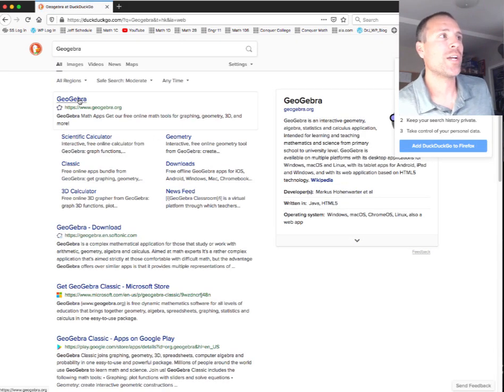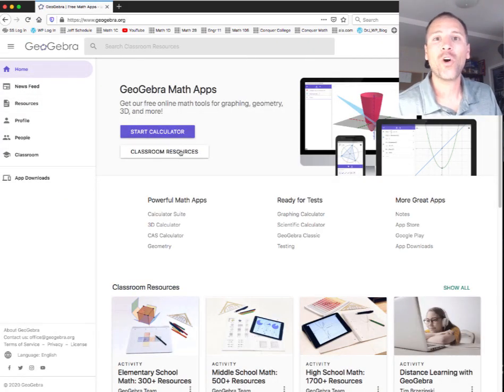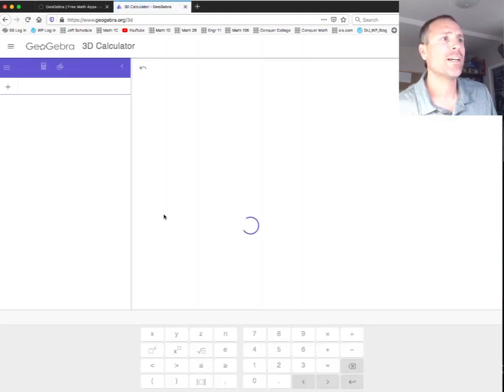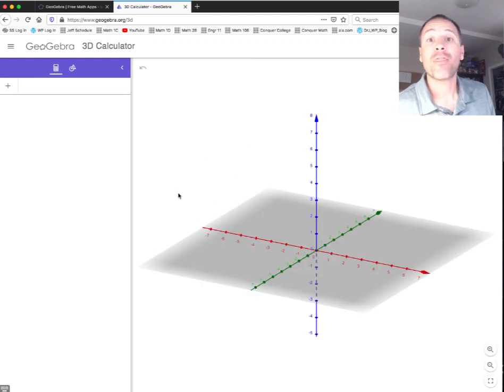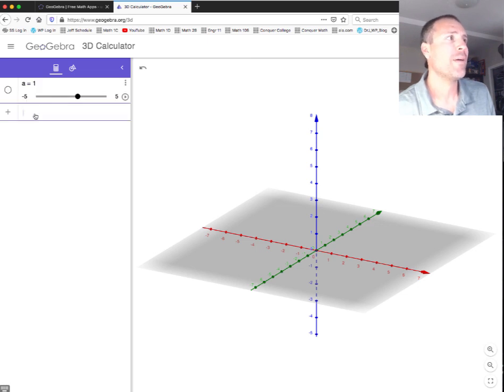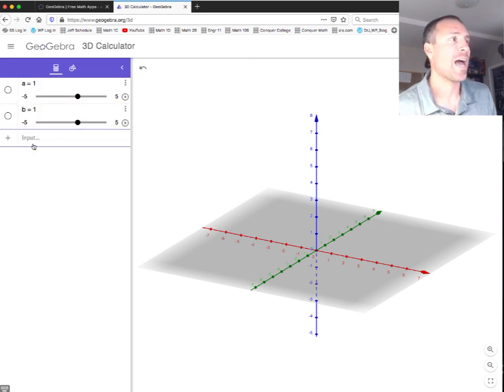The first link that you'll get is GeoGebra. That leads you to the home page. Go ahead and find the link that says Powerful Math Apps and it's 3D Calculator. Click on that. That will give us a three-dimensional version of a graph. And in this case, I want to create sliders. So I'm going to create a slider A, a slider B, and a slider C. You could think about these as variable values.